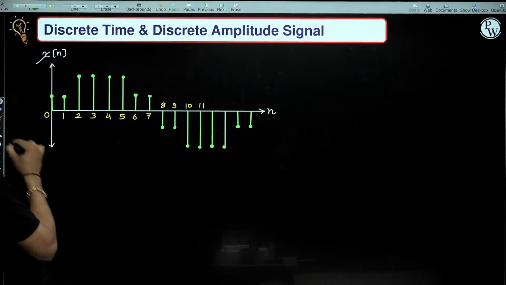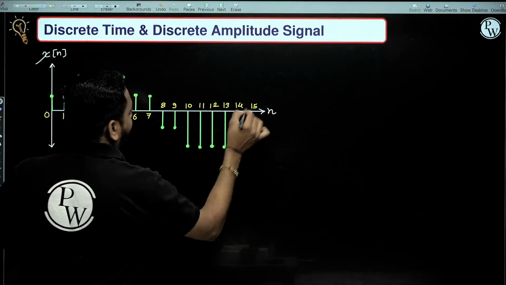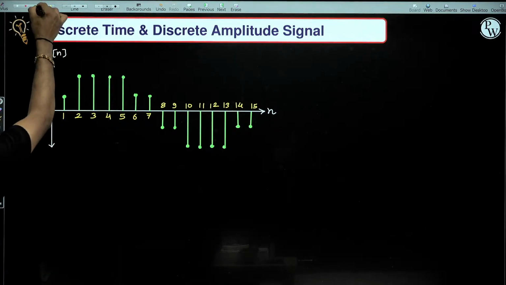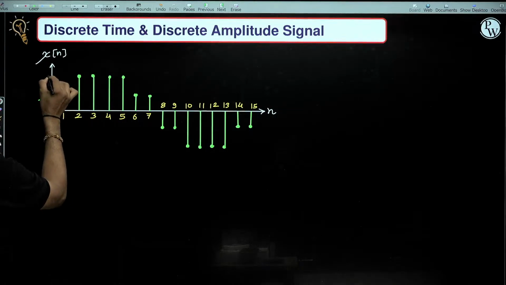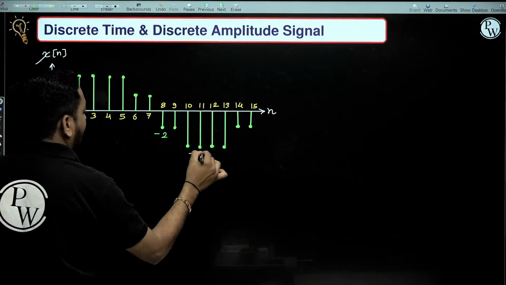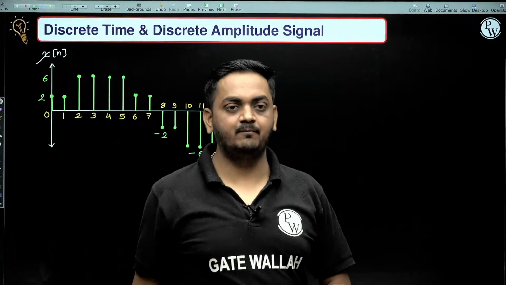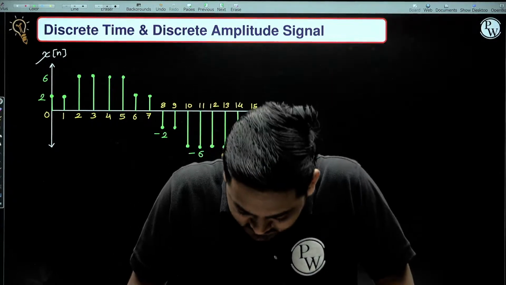Negatives are also correct. In this, the amplitude can be 2, it can be 6 again, 6, 6, 6, it can be -2, it can be -6. So this is the example of a discrete time and discrete amplitude signal. Is this clear now?